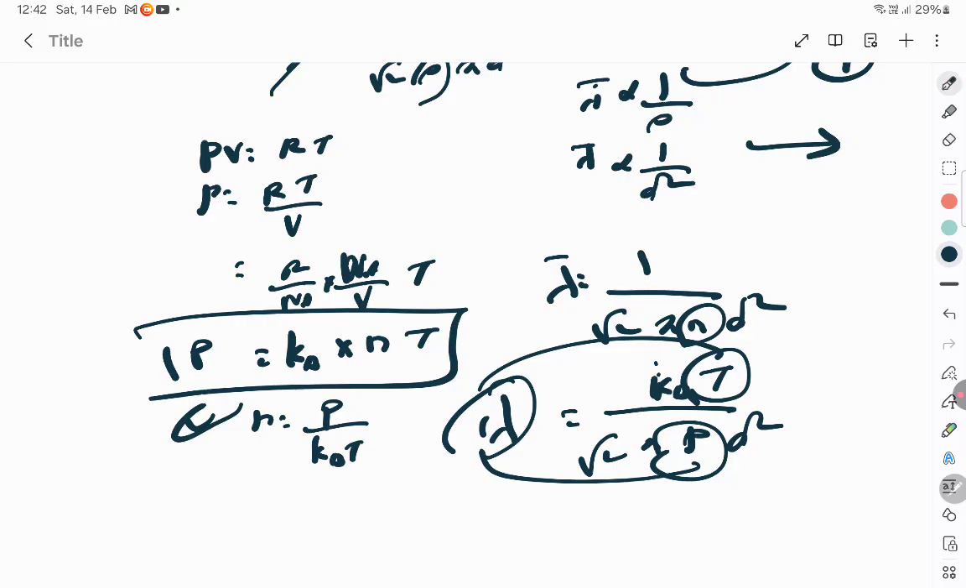Okay, so if they ask you to define mean free path, you know, it's the ratio of the distance traveled by one molecule to the number of collisions it suffered in a particular time. You can write it in your own words. So that completes this entire lesson. I'll upload the numerical video tomorrow.